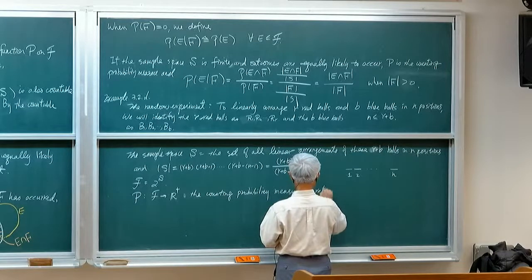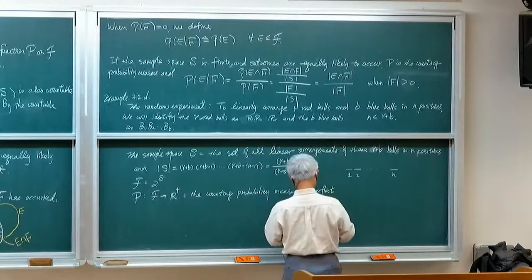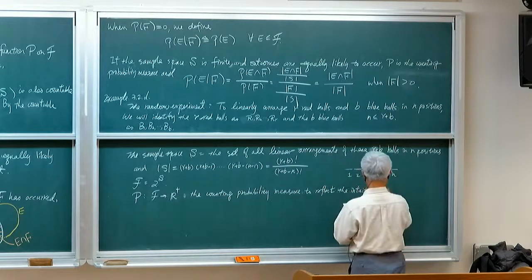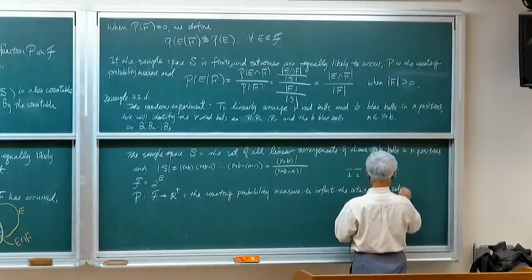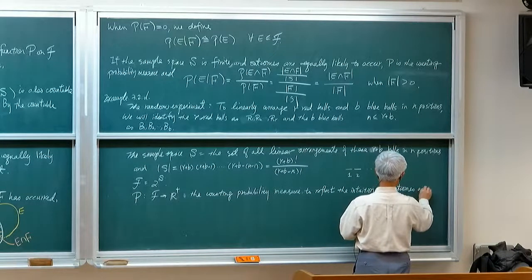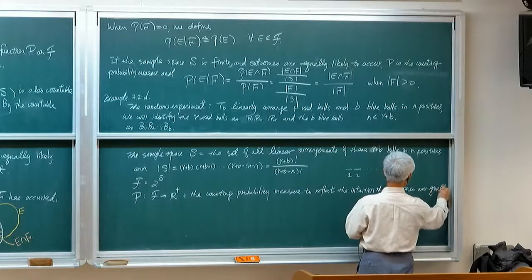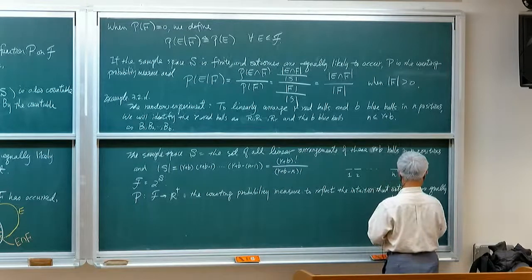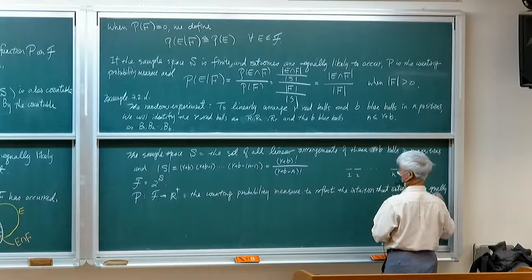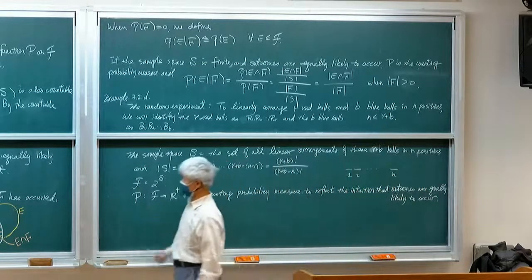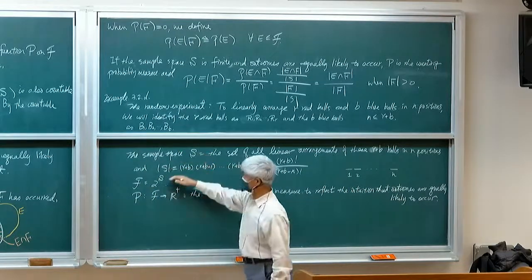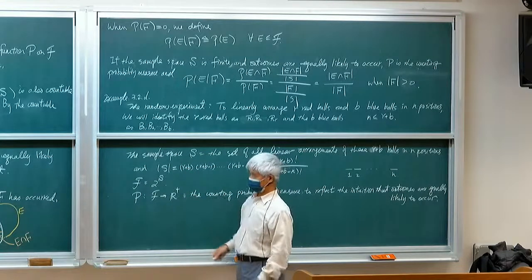To reflect the intuition that outcomes are equally likely to occur. Right. So that is the measure. So we have the sample space, sigma algebra, and probability function.